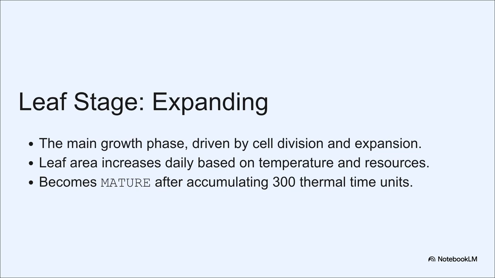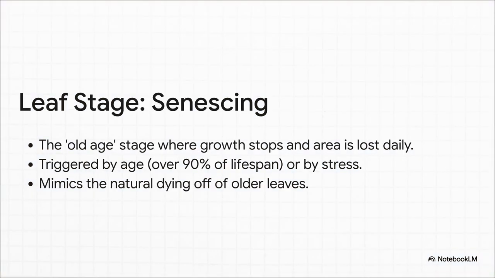So after emerging, the leaf blasts into its expanding phase. This is basically its teenage growth spurt. Every single day, the code calculates exactly how much bigger that leaf gets based on temperature and whether it has enough resources, things that drive cell division and expansion in the real world. This goes on until the leaf has banked about 300 thermal time units, and at that point, it's considered a mature adult.